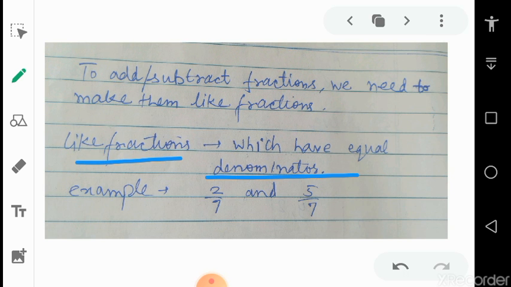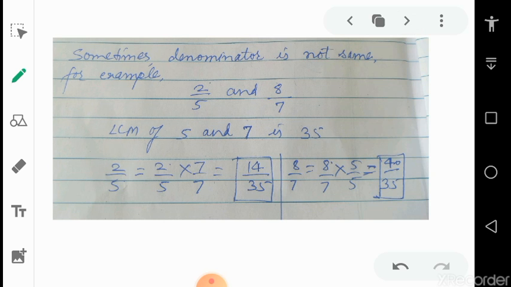Equal denominator. Example, 2 upon 7 and 5 upon 7. As you can see, 7 is the denominator, so both these are called like fractions. If they don't have equal denominators, they are not like fractions. So using this property, we can easily add or subtract the given fractions.